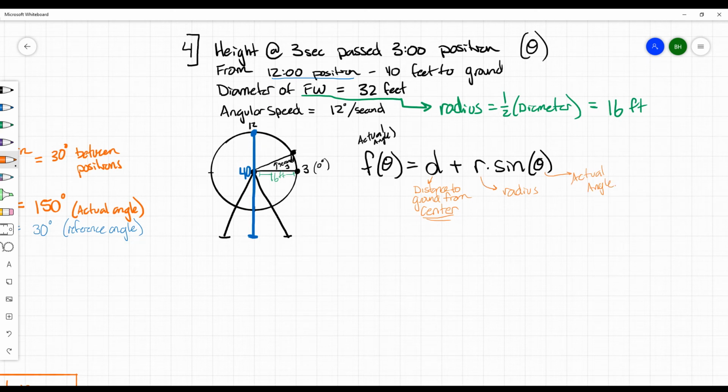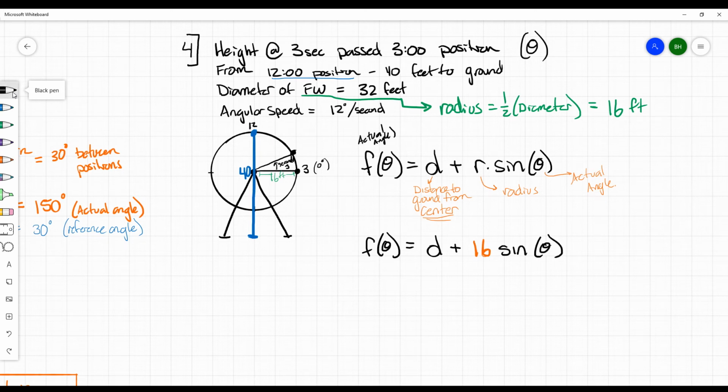So how do we proceed with problem solving? Well, looking at this problem, we know the radius. So I'm going to start rewriting this and filling it in with the pieces that we know. So we know f of theta equals d plus, the radius is 16. So we have part of this equation to solve for, which is nice, but we still don't know the distance from the center to the ground, and that's something we need to discover.